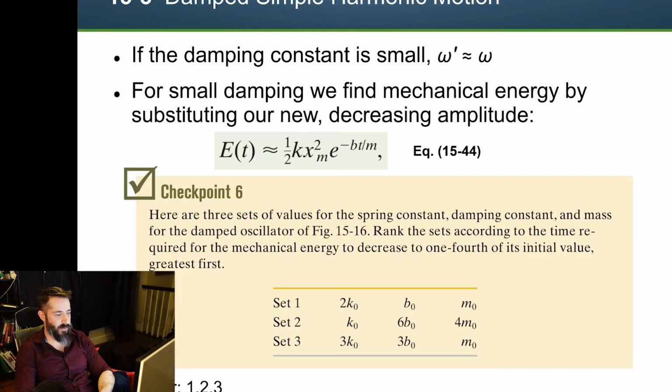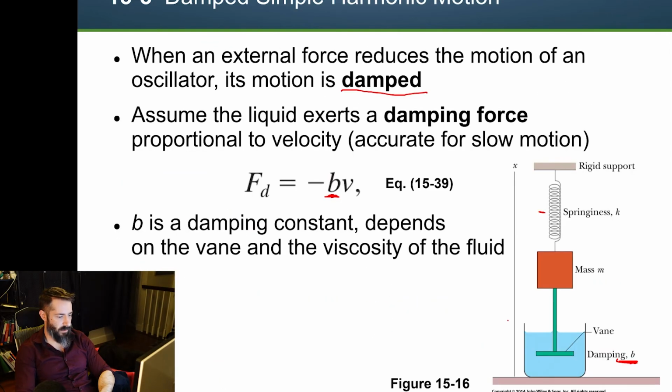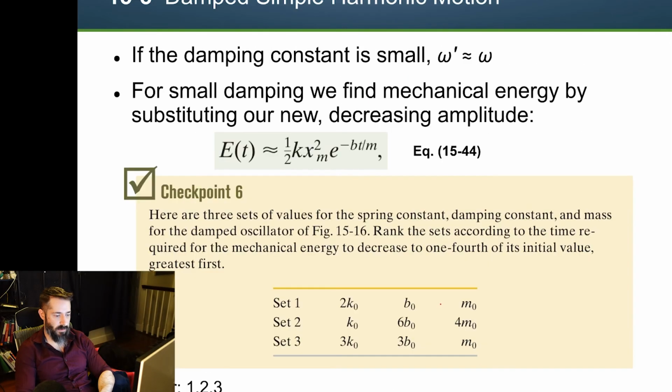3 sets of values for spring constants, damping constants, and mass for the damped oscillator in this figure, which I think it's not that one, it's this one. So this guy bouncing up and down. Rank the sets according to the time required for the mechanical energy to decrease to 1/4 of its initial value. So if you take these pieces and plug them in, you get 2 k naught, that goes up here, so this half goes away, so you get k naught. You get a single value of b naught, which is in the exponential portion, and then just this mass, which is divided by.